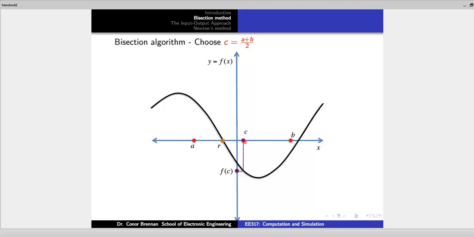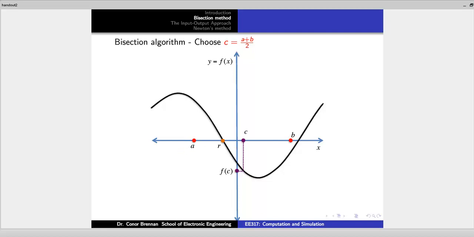If the product f(A) multiplied by f(C) is negative, then the root is between A and C. If the product f(A) times f(C) is positive, that means the root is not between A and C. It must be between C and B. It's a very quick, simple check. In this particular example, the root is between A and C.